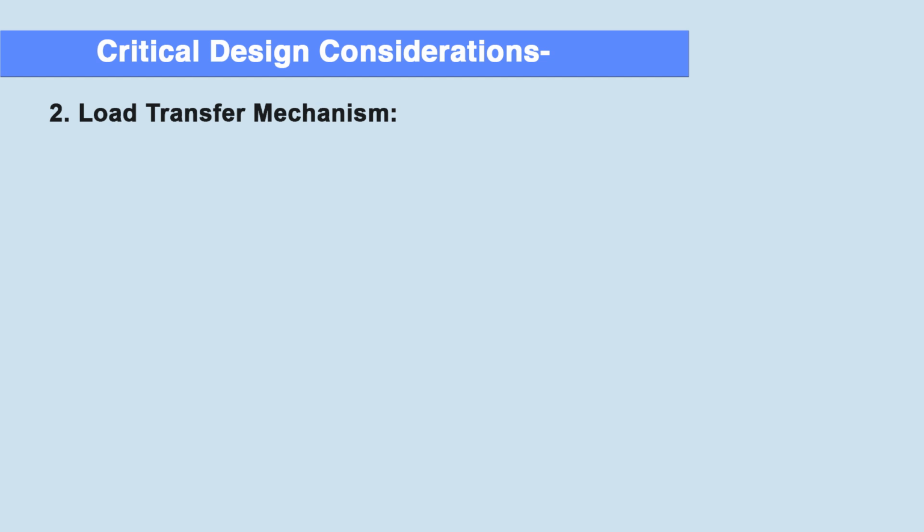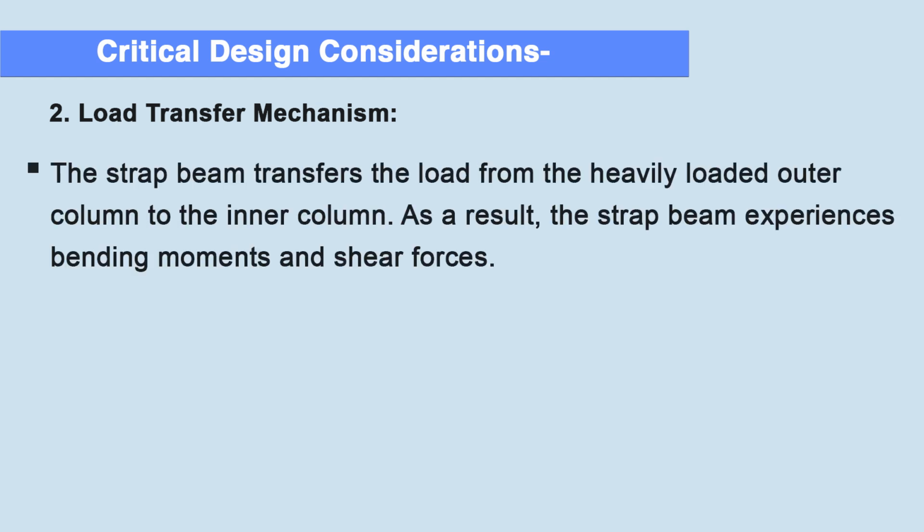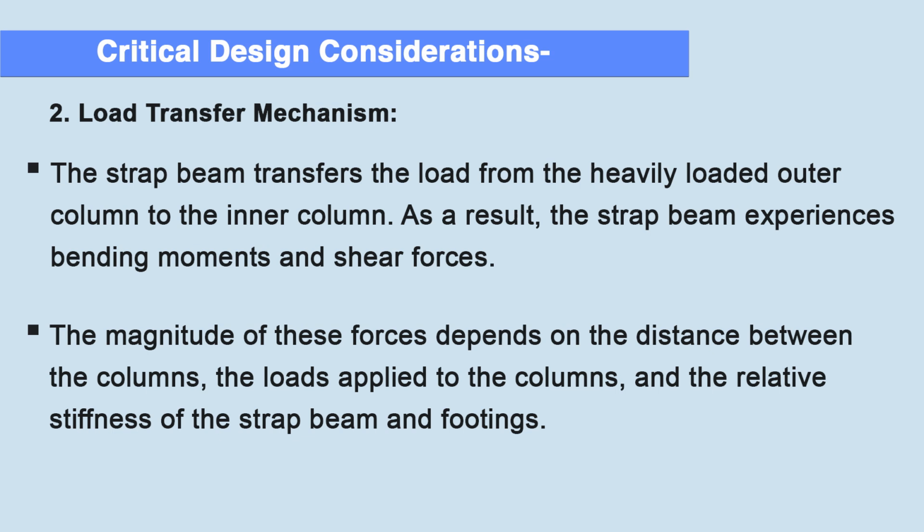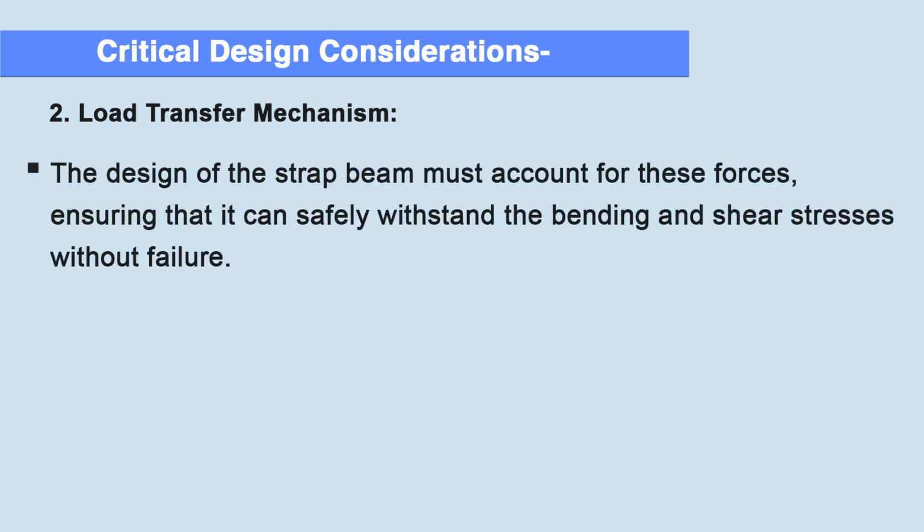Then the load transfer mechanism. The strap beam transfers the load from a heavily loaded outer column to the inner column. As a result, the strap beam experiences bending moments and shear forces. The magnitude of these forces depends on the distance between the columns, the loads applied to the columns and the relative stiffness of the strap beam and the footings. The design of the strap beam must account for these forces, ensuring that it can safely withstand the bending and shear stresses without failure.